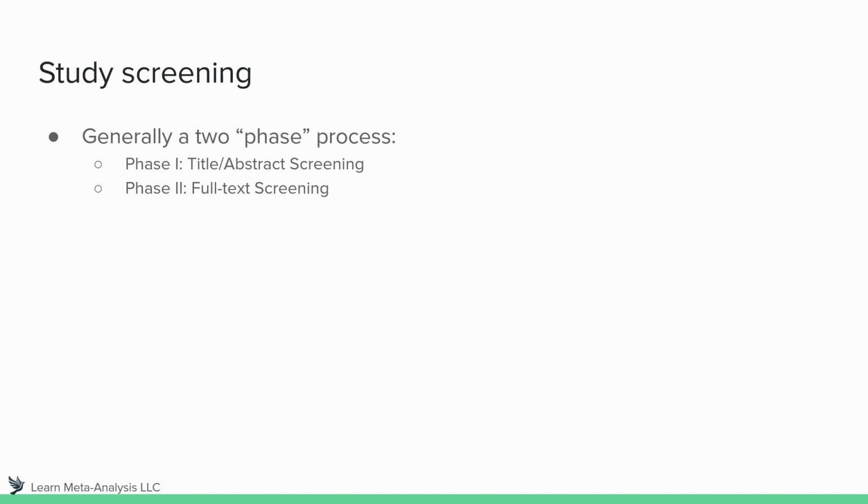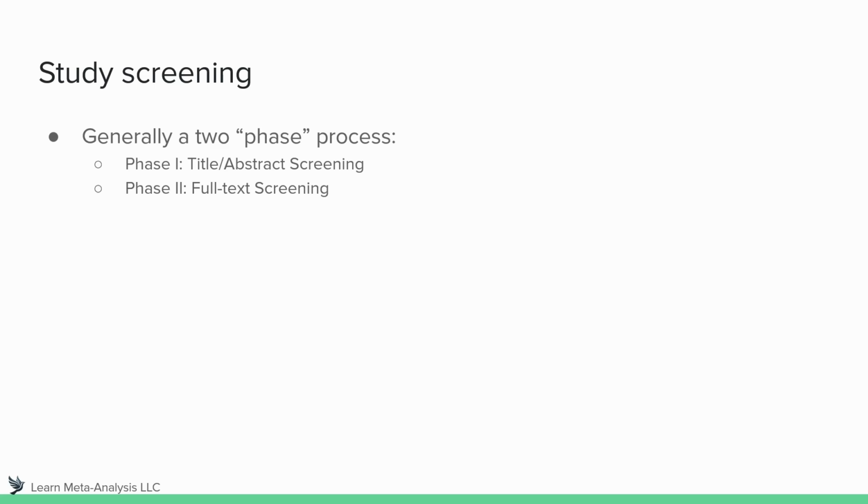Okay, so now let's talk for a few minutes about study screening. This is typically a two-phase process in the process that I use. I break this into two phases called phase 1 and phase 2 because I'm really creative like that. So in phase 1, this is our title and abstract screening, and this is exactly what it sounds like. We review titles and abstracts.